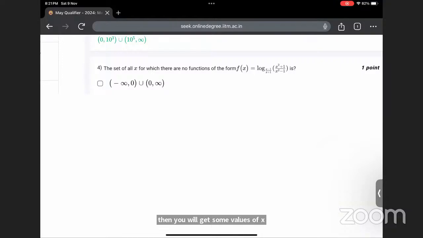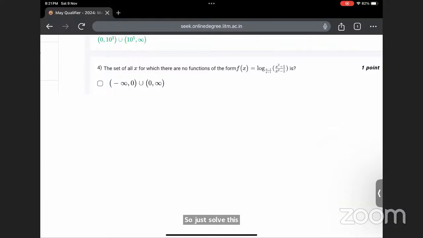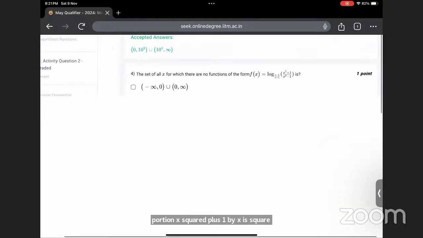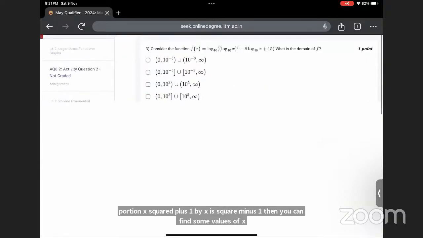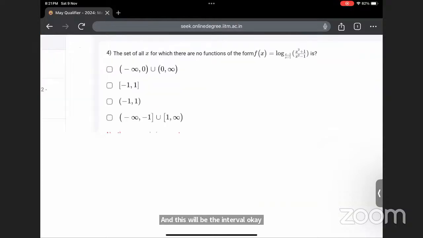Also, when x equals -1 or +1, this will not be defined, because then x square minus 1 will be 0. So just solve this, taking x square plus 1 by x square minus 1 as less than or equal to 0, then you can find some values of x, and this will be the interval. Okay, ma'am, understood. Thank you, ma'am.